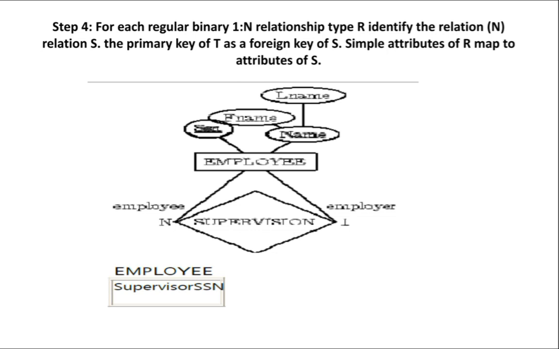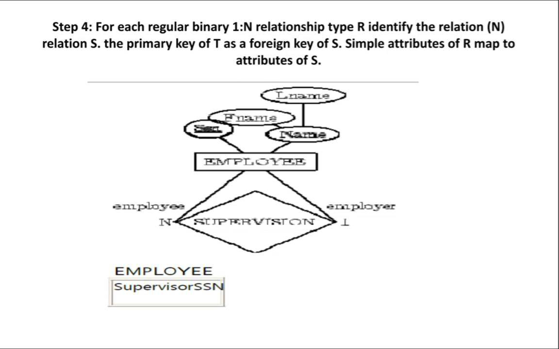First, you have to identify the relation. The primary key of T as a foreign key of F. Here also same rule. Even if you come across 1:1 also no problem, 1:n also no problem. What is the rule I followed in 1:1? You have to follow the same rule in 1:n also.